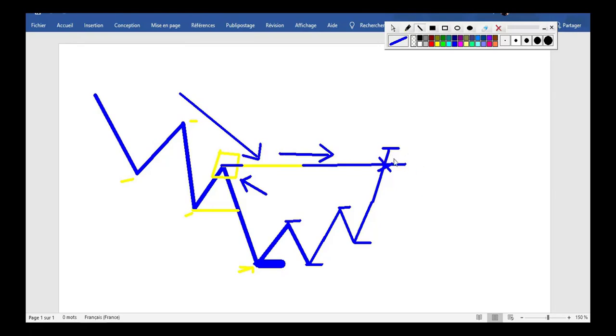Because after this is broken, the price might come all the way down and break this level. And if it does, this is definitely a ranging market. The other option is that the price doesn't break the previous low, but continues to make higher lows.